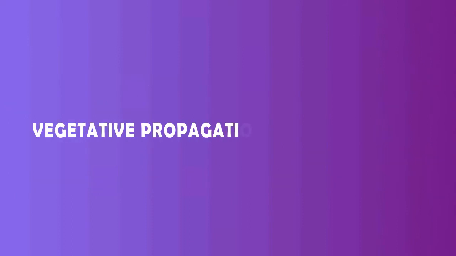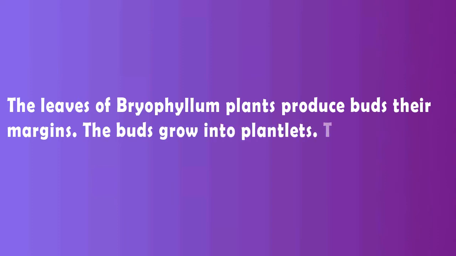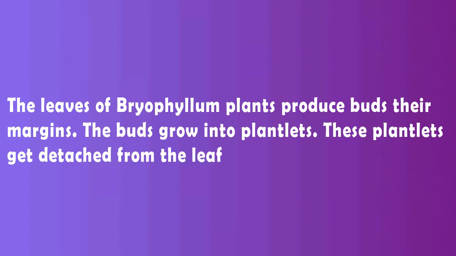Vegetative propagation through leaves. The leaves of bryophyllum plants produce buds on their margins. The buds grow into plantlets. These plantlets get detached from the leaf and grow into new plants.